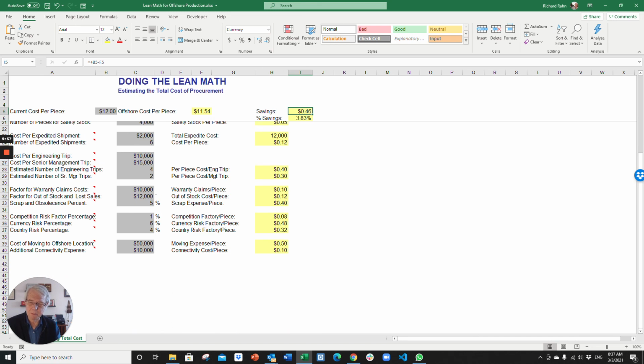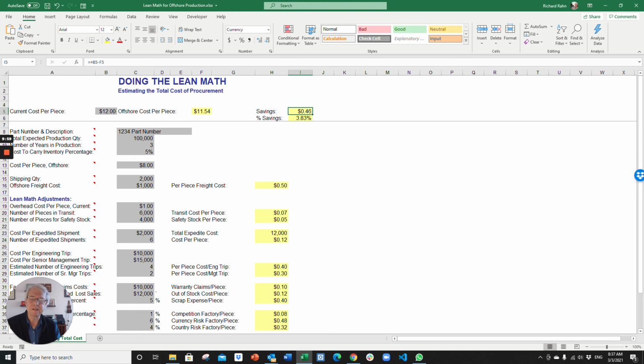So that's the purpose of this tool, is to go through and at least do some thinking about these different risk factors. They may be zero, these additional risk factors may be zero, but at least they need to be thought about when we're talking about moving production somewhere else or evaluating the cost of outsourcing work that we currently do internally to an outside supplier.